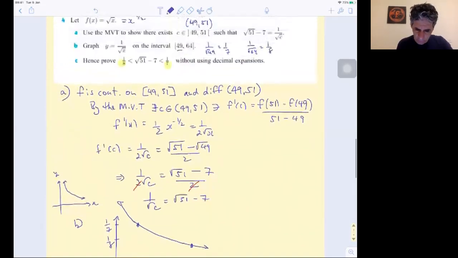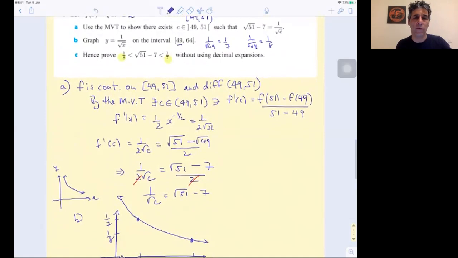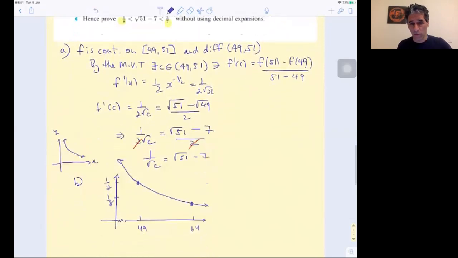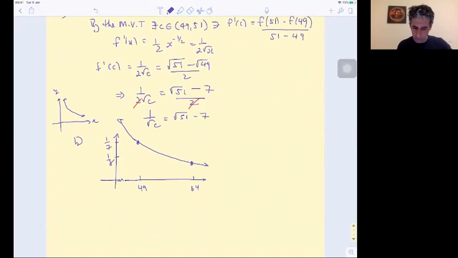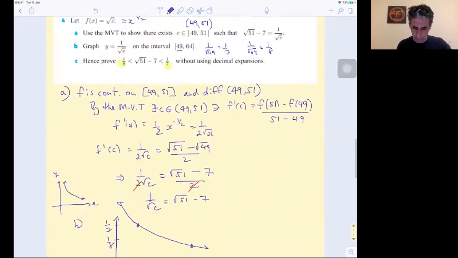Now, part C is where we have to put it all together. It says prove, hence prove that 1 over the square root of 8 is less than the square root of 51 minus 7, which is less than 1 over 7. Okay, well, 1 over 7. So how are we going to get this one? Well, you can see what we have here. Maybe it's a good moment to highlight this result right here.